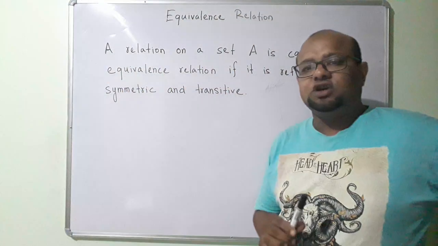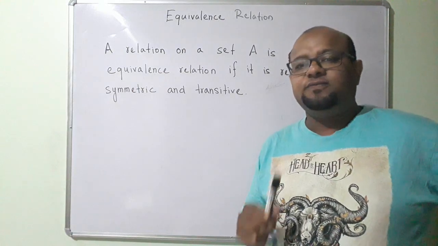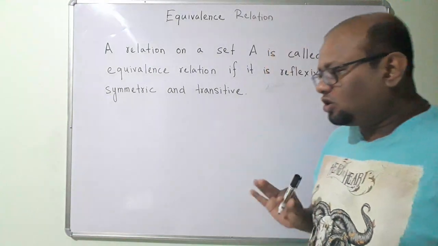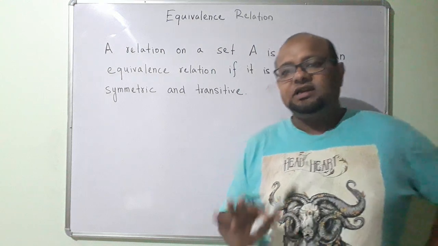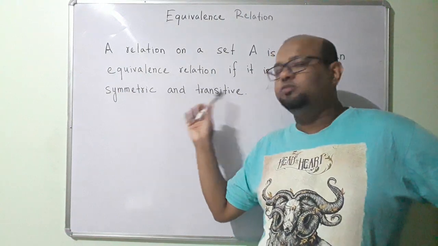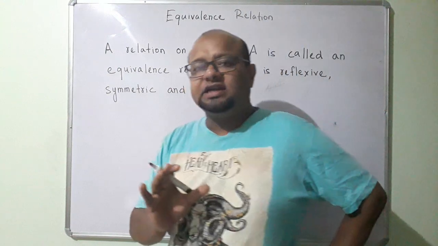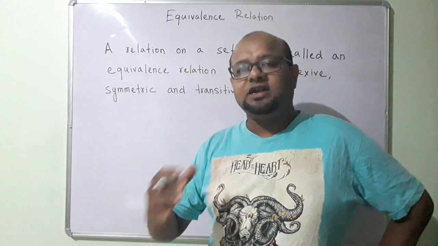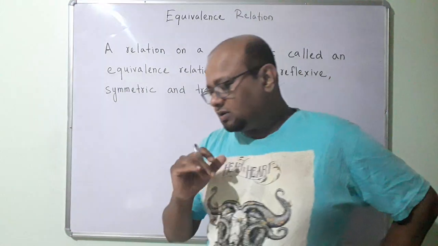A relation on a set A is called an equivalence relation if the relation satisfies a few properties. So what are the properties that are needed to be satisfied? The relation has to be reflexive, it has to be symmetric, and it has to be transitive. So if that relation is reflexive, symmetric, and transitive, then that kind of relation is called an equivalence relation.